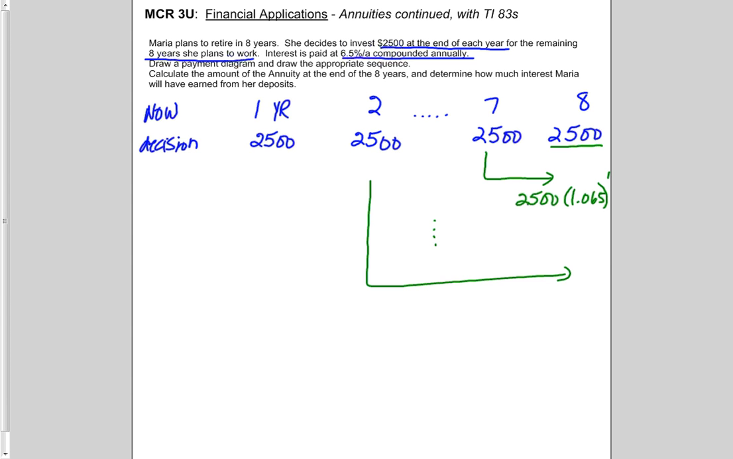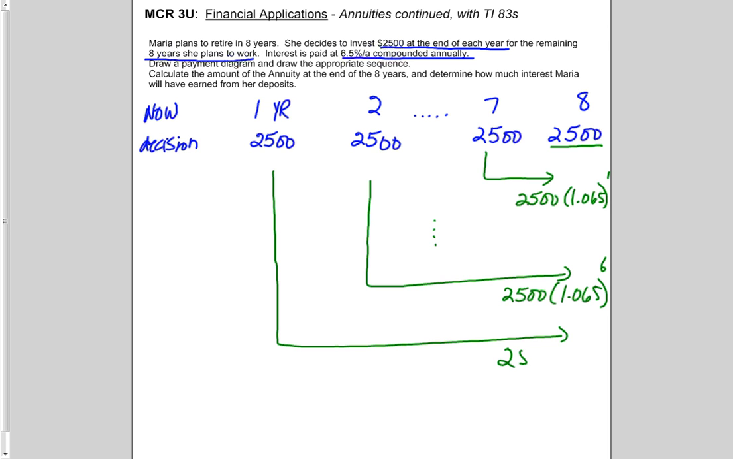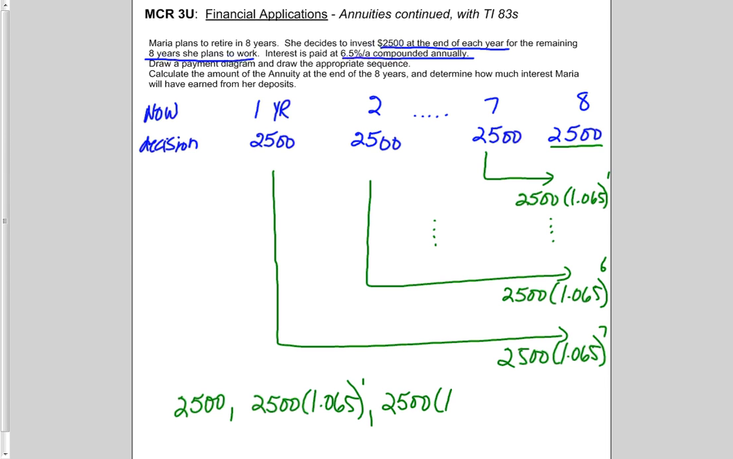For year 2, would have 6 years worth of interest. So 2,500, 1.065, 6 years worth of interest. And this one is going to have 7 years worth of interest. We have answered that question, but I suppose more appropriately, what we're used to seeing as a sequence is 2,500, and so on. That looks more like a sequence.